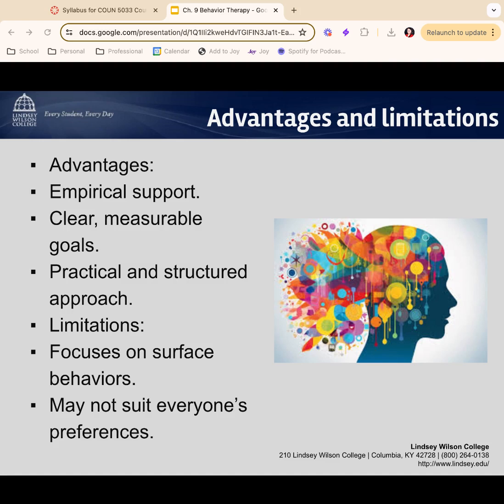So remember, behavior therapy is focused on the here and now, right? So what are the behaviors that are happening? Why are they happening? And how do we change them, right? We are focused on changing those behaviors that are currently happening. So if you have someone that's wanting to explore past traumas, you're not going to get a whole lot of that out of behavior therapy techniques. Okay.